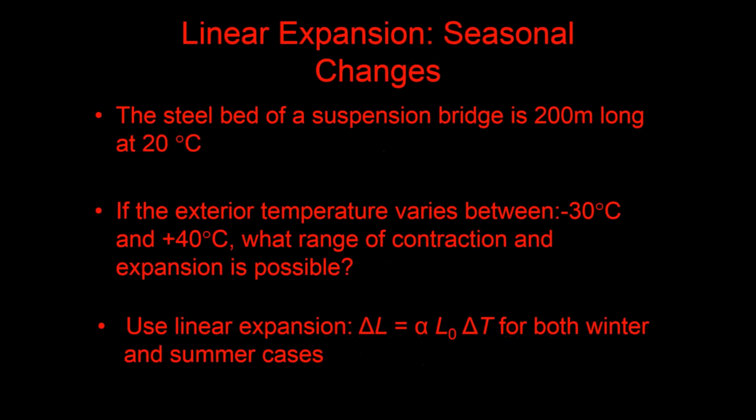So let's apply this a little. Here we have a suspension bridge that's 200 meters long at 20 Celsius. If the exterior temperature varies between negative 30 degrees C and positive 40 degrees C, what range of contraction and expansion is possible? So, we can use linear expansion here for both winter and summer cases, and we can figure out how much delta L, what's our total change in length.